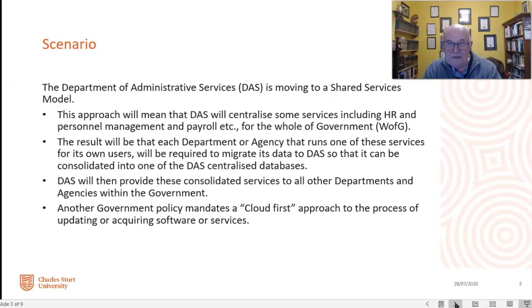The result of that is that each department or agency that runs a HR or personnel management, payroll service, etc., will be required to migrate all its data to DAS so it can be consolidated there, and then DAS will provide those consolidated services to all the agencies and departments within the government. Another government mandate that comes into play here is this cloud first approach, which means if a department is looking to update or acquire software and services, they are required to look at the cloud first as part of their approach to this.